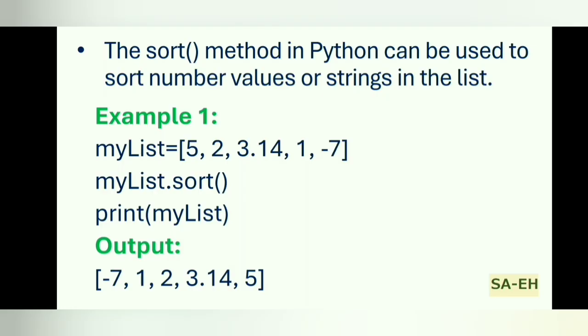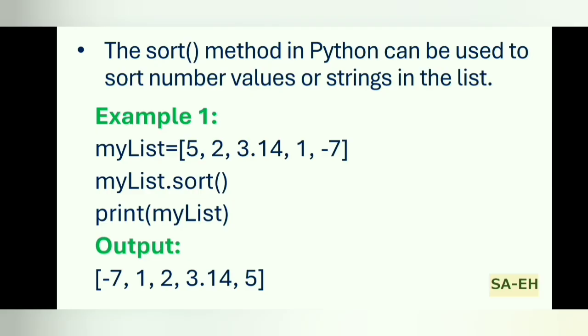Example 1. This is a simple example that uses the sort method to arrange a list of numeric values in ascending order. In this example, the first thing I did was create a new list with the 5 numeric values 5, 2, 3.14, 1, -7 and assign it to the variable myList. In the next statement, I call the list.sort method. By default, the sort method sorts the items in a list in ascending order.